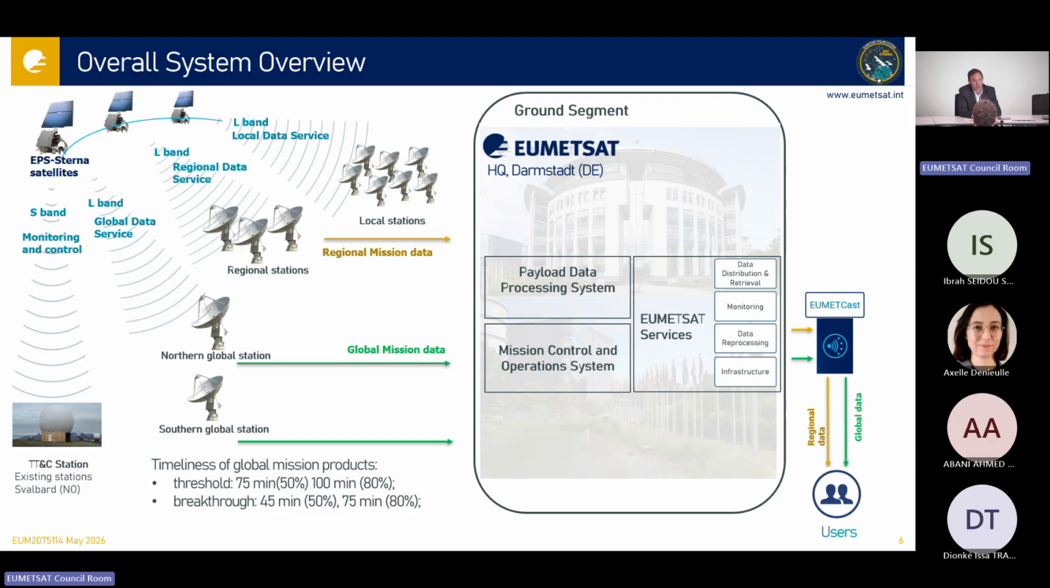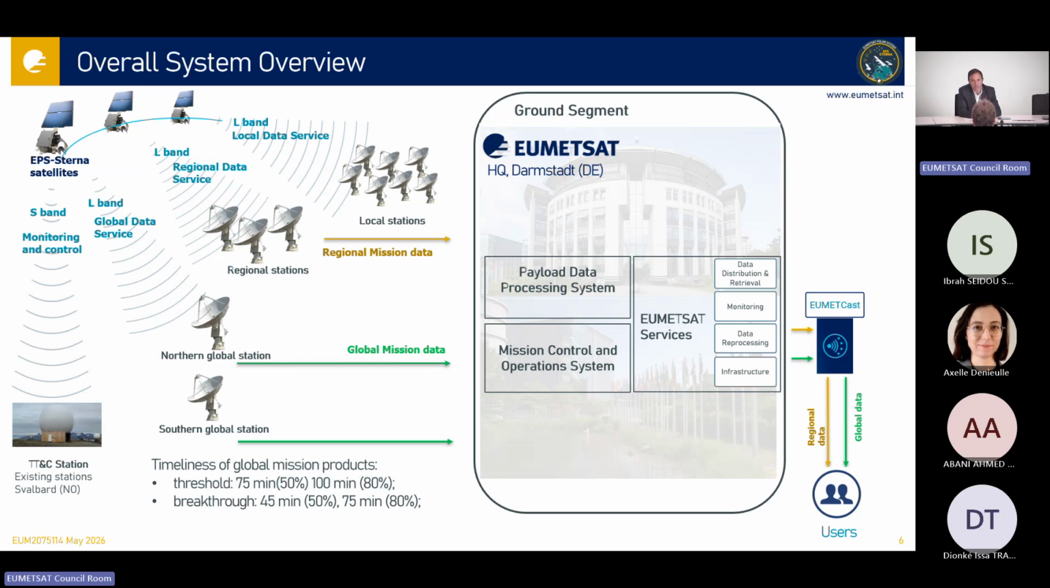Of course, very important, especially for this forum, is also the regional data service, which is achieved thanks to the direct broadcast capability of the satellite. We will be using the EARS network for the regional service, and that will provide also quite short timeliness for the data, below 20 minutes. And then also any entity with L-band antennas will be able to acquire data. That's what we call local data services.